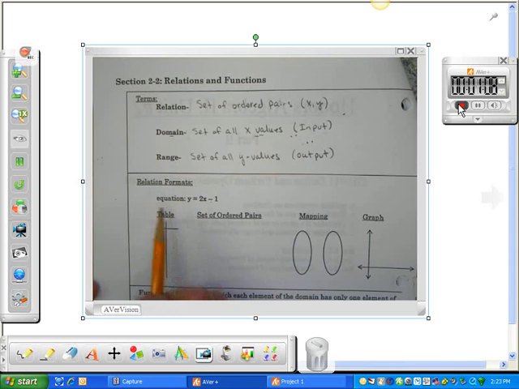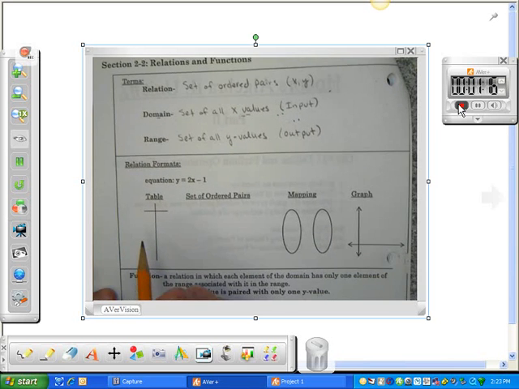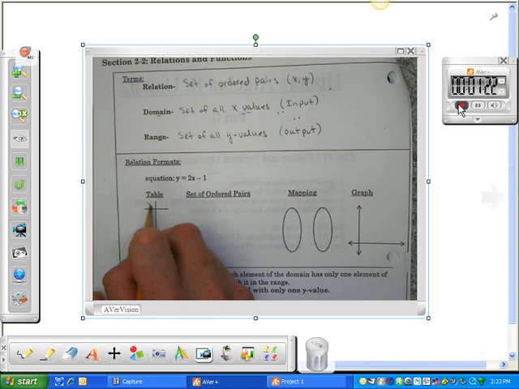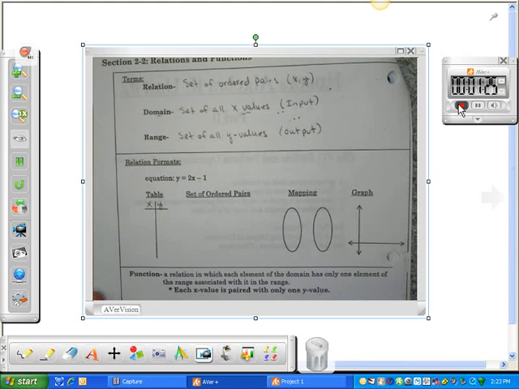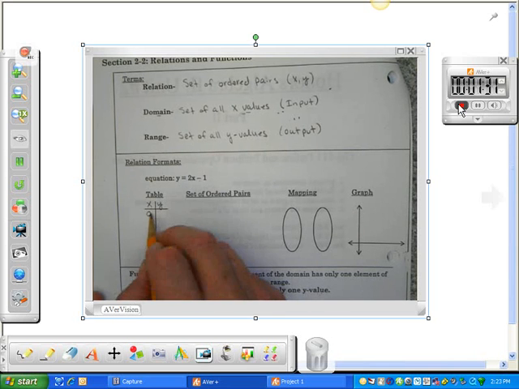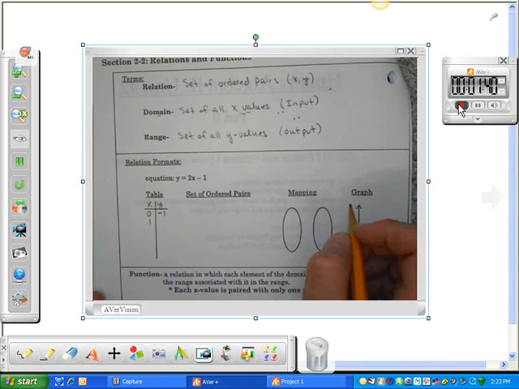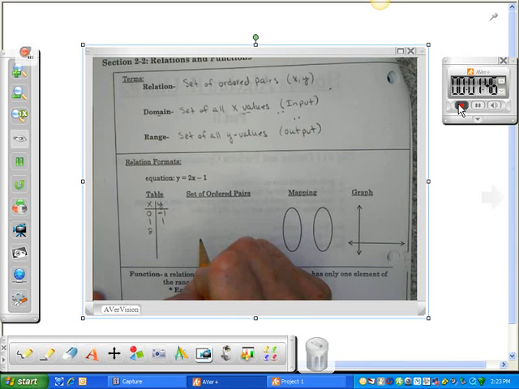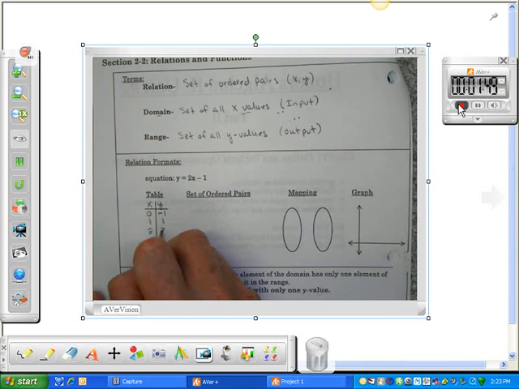There are different ways we can show a relation, and we can use the equation y equals 2x minus 1 to get some values for our function or our relation. We can set our ordered pairs in a table format, x and y chart. So if you substitute the value for 0 into this equation, y equals 2x minus 1, 2 times 0 is 0, minus 1 is negative 1. Substitute 1 in for x. 2 times 1 minus 1 is 1. You can substitute 2. 2 times 2 is 4, minus 1 is 3, and so on.